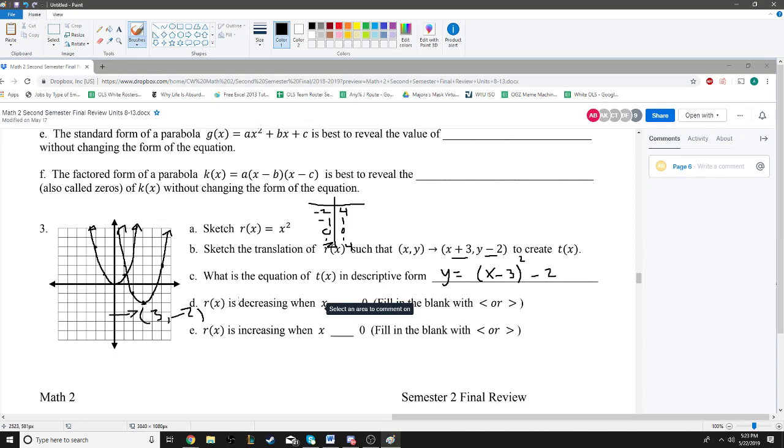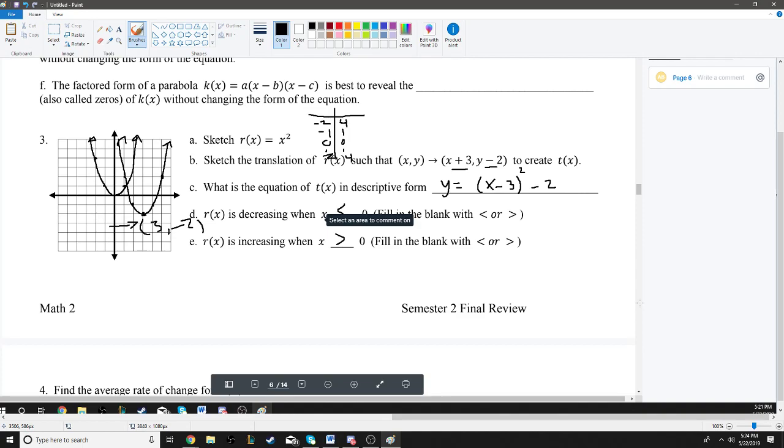Okay, so increasing or decreasing. So r of x was the first one, so that is this guy. And decreasing. Decreasing is when it's going down. So notice it's decreasing all the way here until we get to the vertex. So it's decreasing when x is less than 0. And it's increasing when x is greater than 0. Because when it's greater than 0, it's going back up. Like that. Less than, greater than.